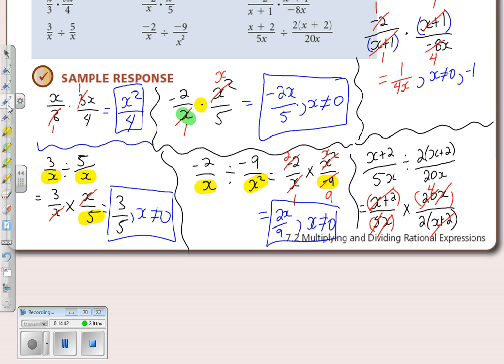Go to a different color so you can see. Divide that, gives me 2. Divide that, gives me 1. All of this mess goes right down, and all we have left is 2.